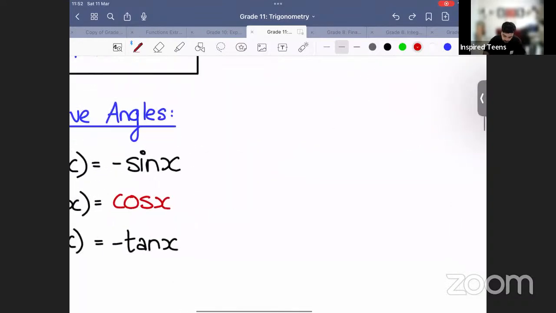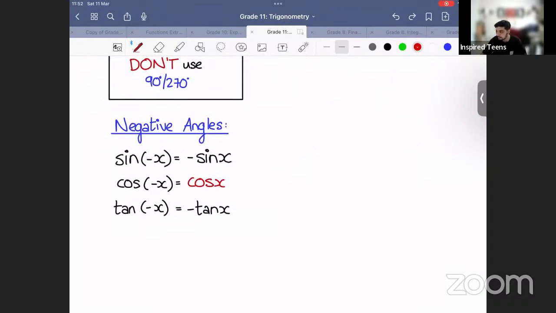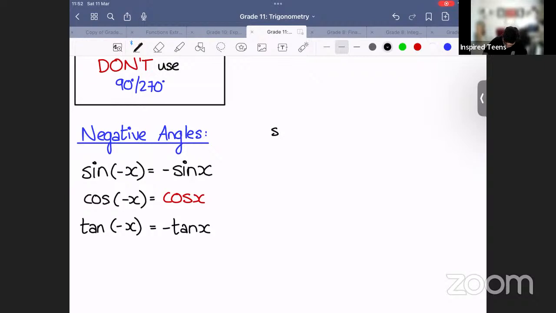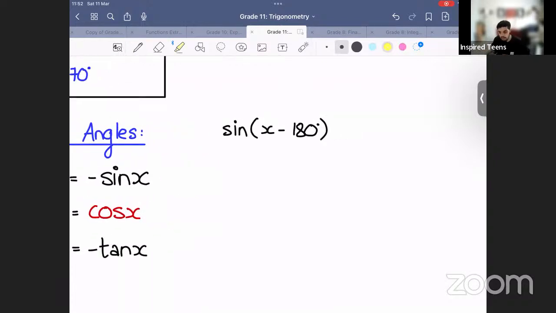So, now let's do an example. Okay, so that's easy in itself, like if you just have negative x, for example, right? But now let's just say we had an example like this. Just say we have sine of x minus 180. What's weird about this? Can we reduce this? Like, what is our reduction angle? Which quadrant are we in? What is strange about this?